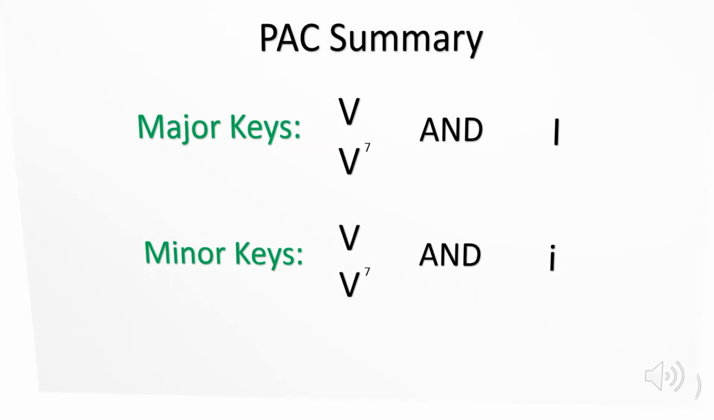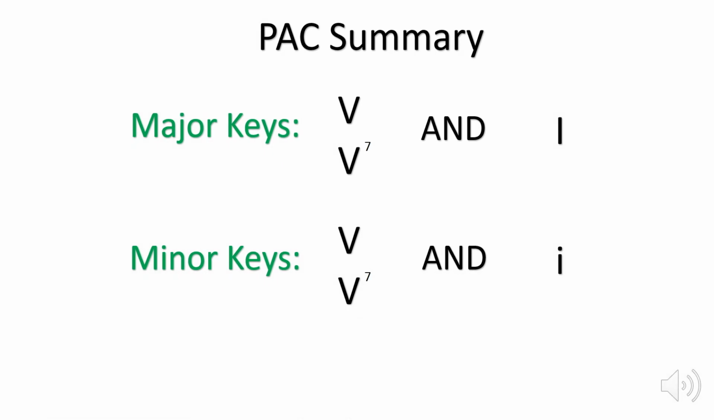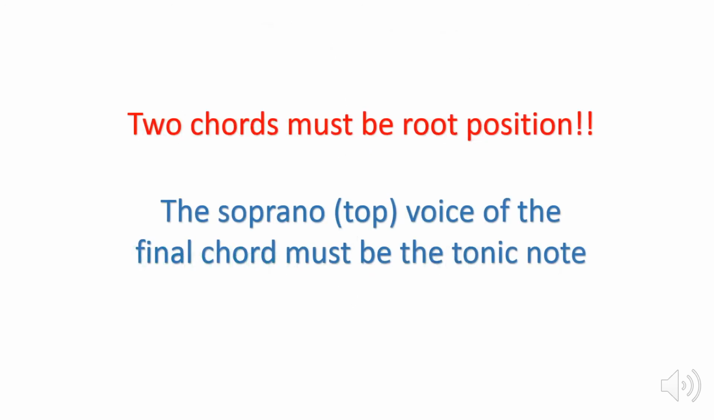So we have done several examples for PACs. Let's summarize what makes a PAC. Harmony-wise, for major keys, we need a 5 chord and a 1 chord. We can also make the 5 chord a 5-7 chord. For minor keys, we also need a 5 chord and a minor 1 chord, or a 5-7 chord and a minor 1 chord. And the two chords must be in root position, and the soprano voice of the final chord must be the tonic note, also known as scale degree 1.